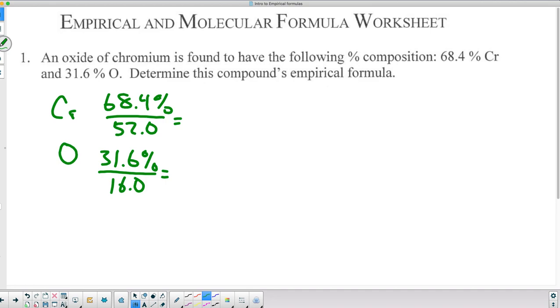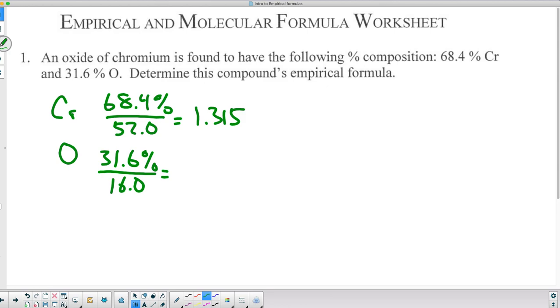68.4 divided by 52 gives me a number of 1.315. Now I try and take this out to a couple of places so that we don't lose much accuracy like that. I'm not really counting significant figures. I'm just making sure I have enough so that my numbers at the end will be reasonable. So 3, 4 significant figures works really well for this.